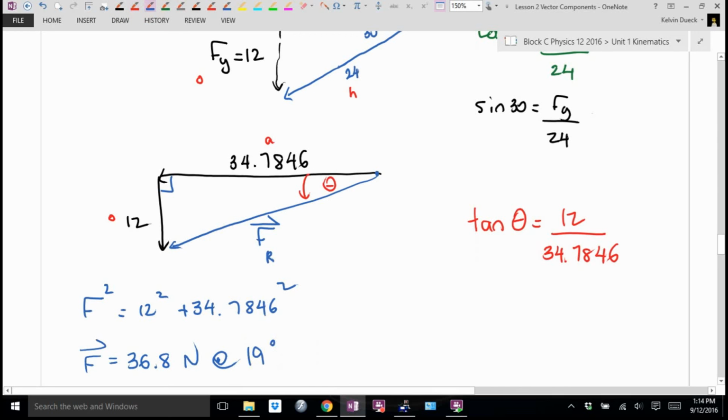North of south, east of west, what of what? This is going to be south of west. Or I would also take 71 degrees west of south.